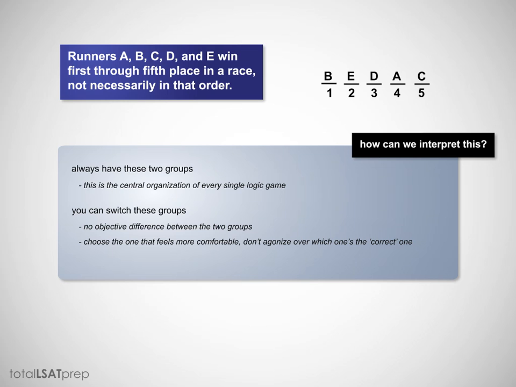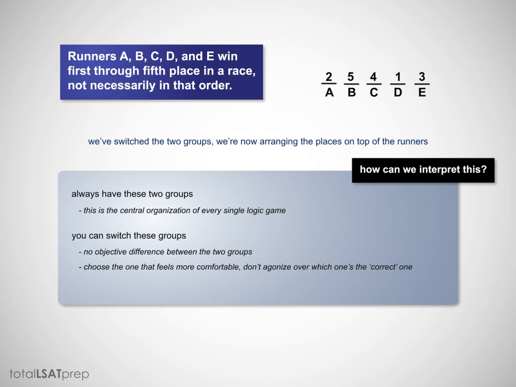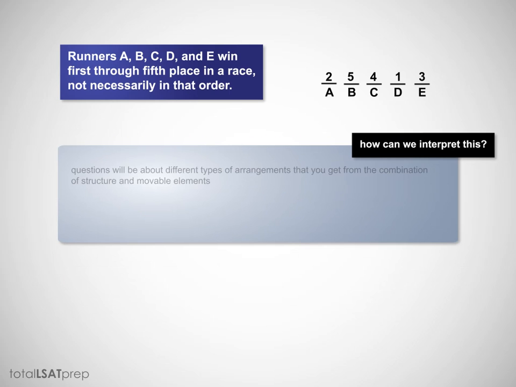I mean, we can have A, B, C, D, and E as our structure, and we'll put the places on top of that. So we have 2, 5, 4, 1, 3 above them. Like I said, we've switched these two groups, and now we're arranging the places on top of the runners. That's perfectly fine. The questions in these games are going to be about the different types of arrangements that you get from the combination of structure and movable elements. And they'll ask about the different possible arrangements or diagrams that you can make.